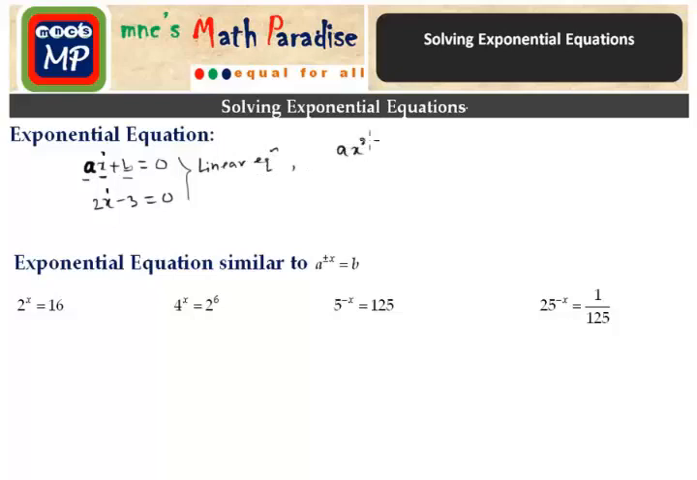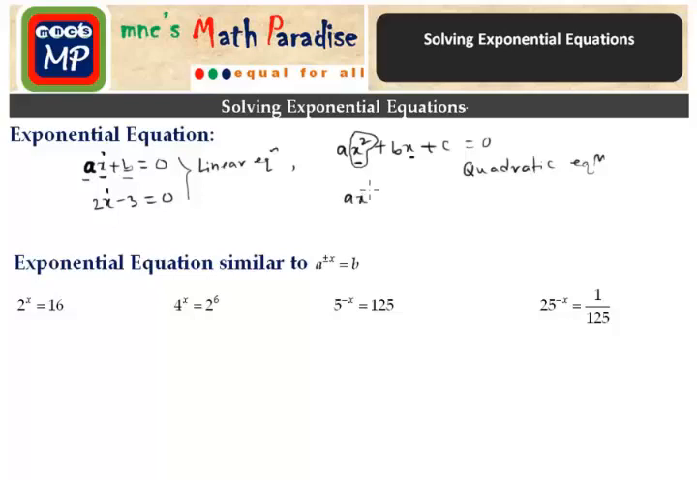Similarly, ax square plus bx plus c equals 0, where x is the variable and a, b, c are constant values, and where x's maximum power is 2. We know this kind of equation is called a quadratic equation.